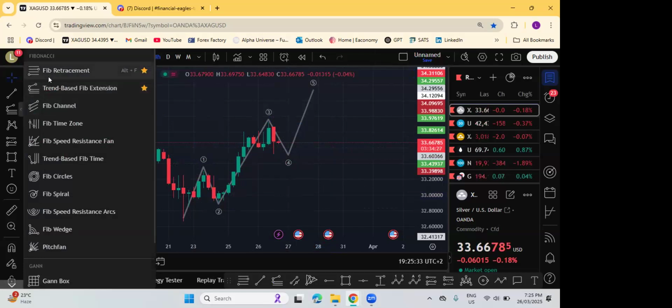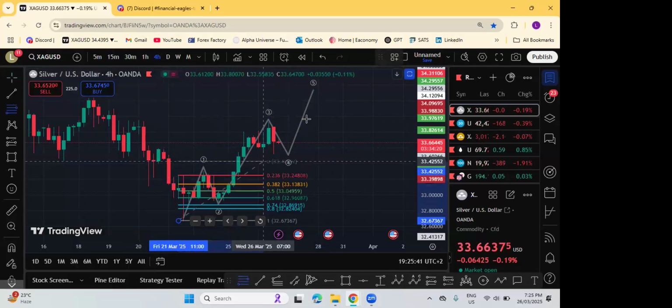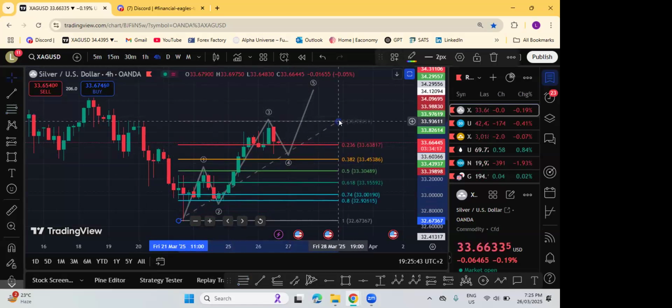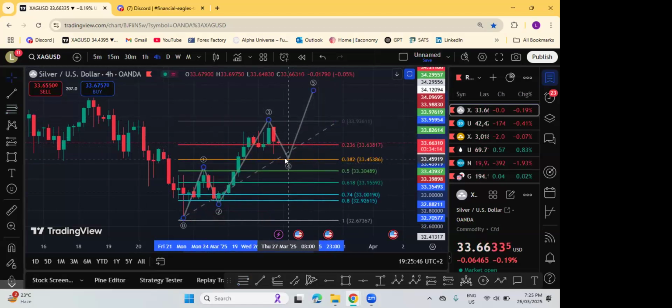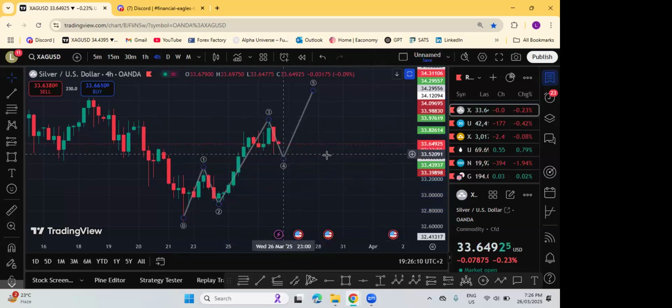So for wave 4, how will I be measuring it? I use the Fibonacci retracement, starting from 0 all the way up until 3. Mainly wave 4 should be retracing to those zones, 0.382, 0.5, but it should not exceed the area where wave 1 has reached. So it might be reaching here or here. If it went down, then this Elliott wave is no longer valid. But for now it is still valid.